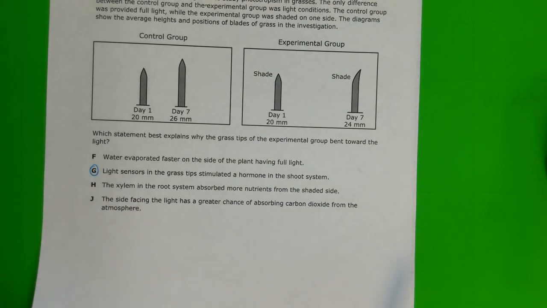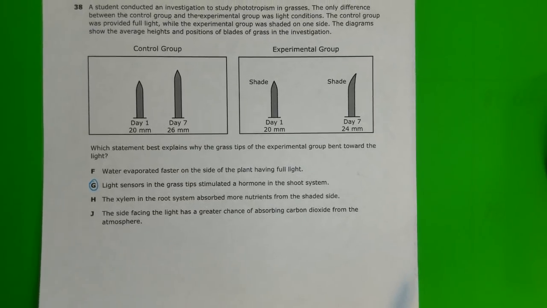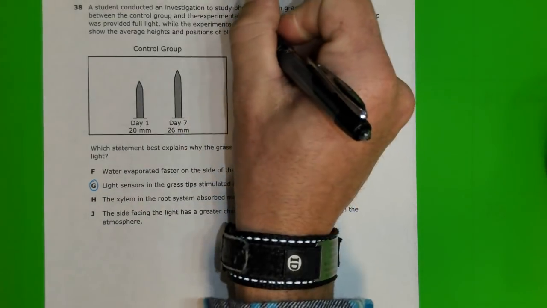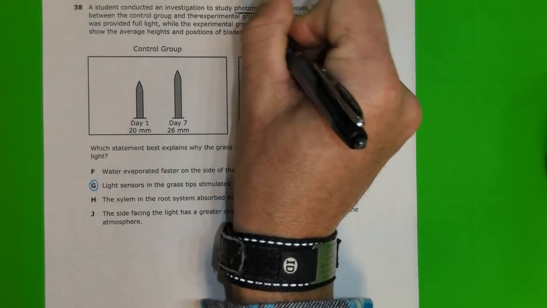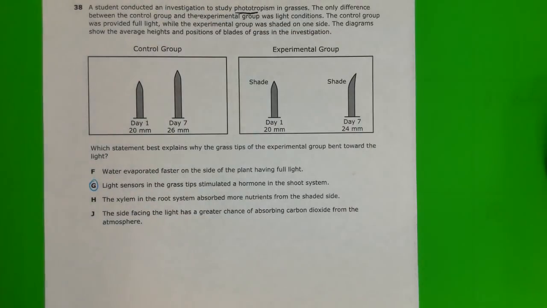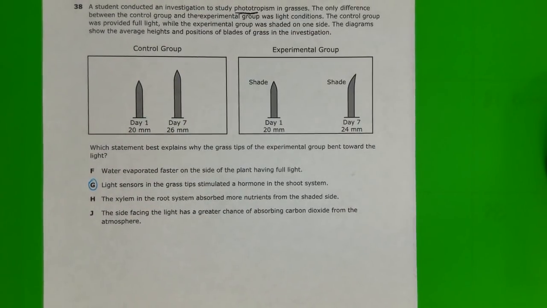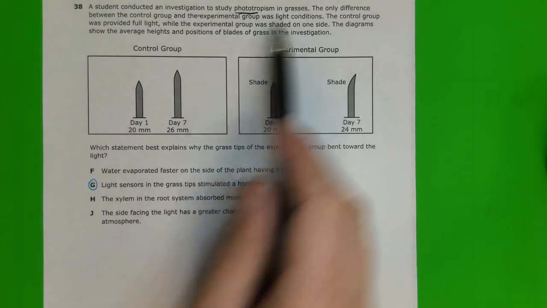And last one for part 2. A student conducted an investigation to study phototropism in grasses. The only difference between the control group and the experimental group was light conditions. Photo meaning light and how it responds to light. So we're studying how plants react to light. So that's good that the only difference was the light condition.